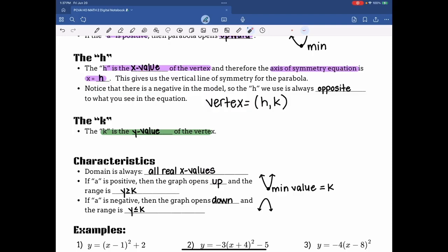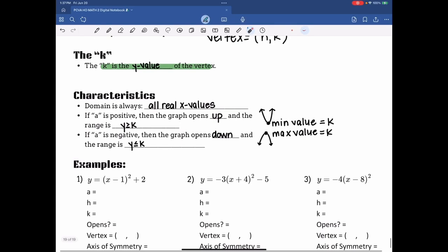Then if the A is negative, that means that it's going to open downward, which means I have a maximum value. And the maximum value is also going to be that same K value because it's the Y value of the vertex. So that means that it's opening down, and everything is less than that K value. So the range is all Y values that are less than or equal to K.